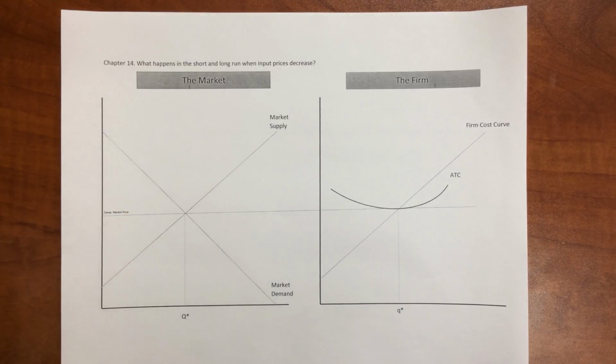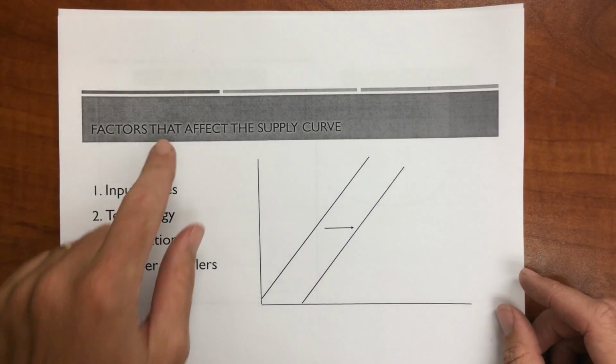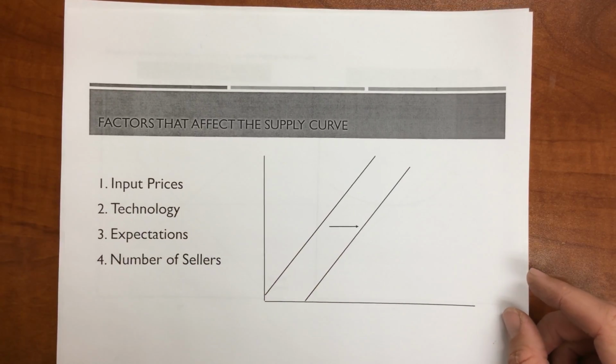Revenge of the 14th, chapter 14 coming at you again. This time we're going to ask the question, what happens in the short and long run when input prices decrease? I have no idea is the first step, but I know how to find the answer. Because I learned things in chapter 4, I can look to see what happens with input prices. Well, if input prices decrease, it's going to cause my supply curve to shift right.